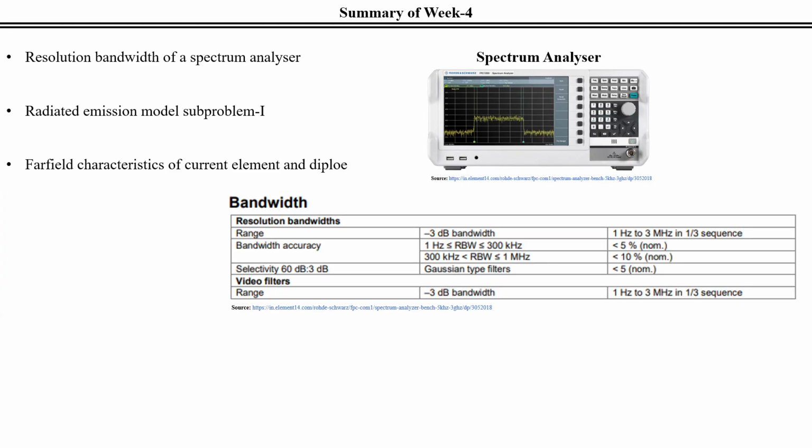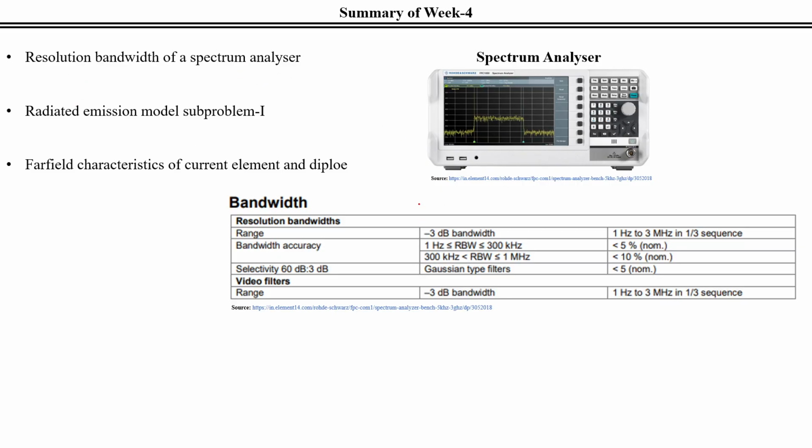So we will first go through a brief summary of what has been discussed in the previous week. First, the professor discussed the resolution bandwidth of a spectrum analyzer. This is what a spectrum analyzer looks like. It is a device which is used to measure the intensity or the amplitude of a signal within a frequency range. And then, what is a resolution bandwidth?